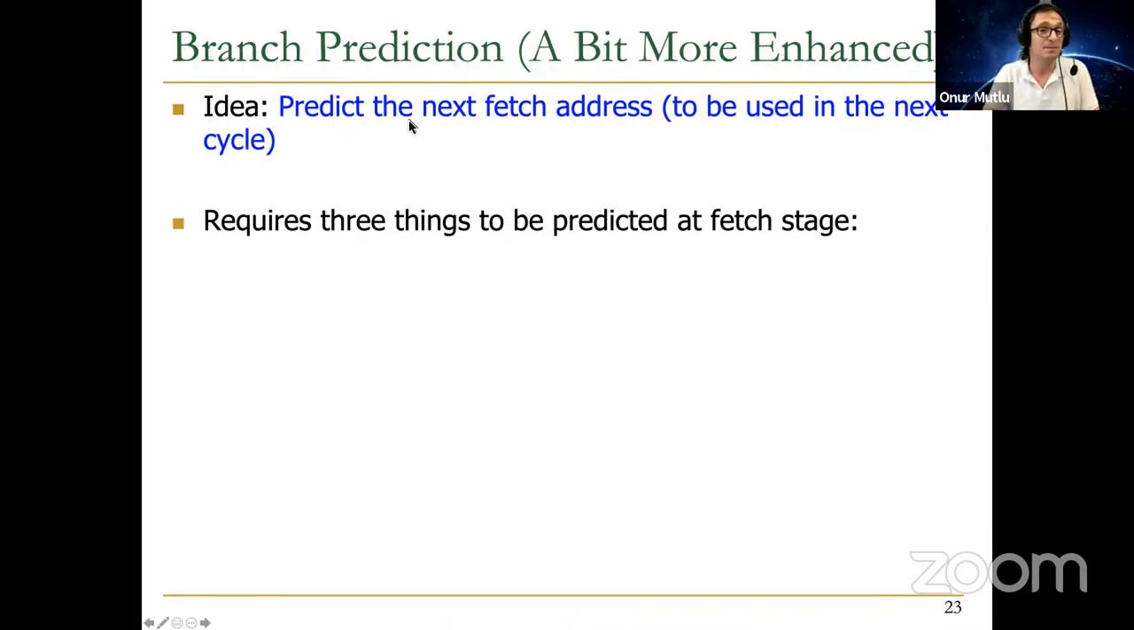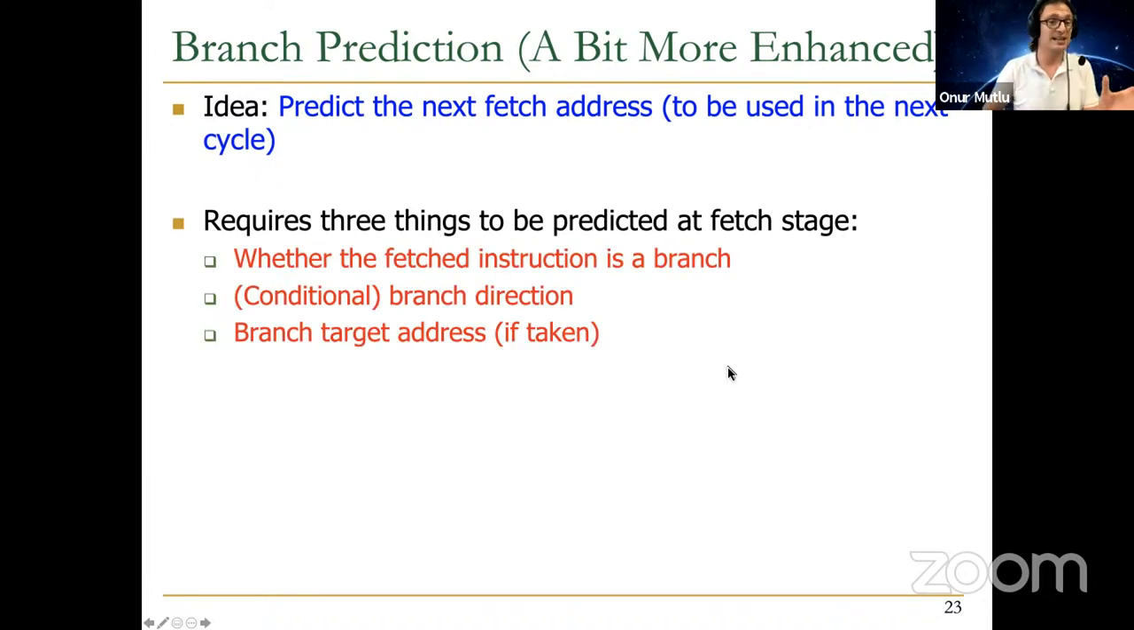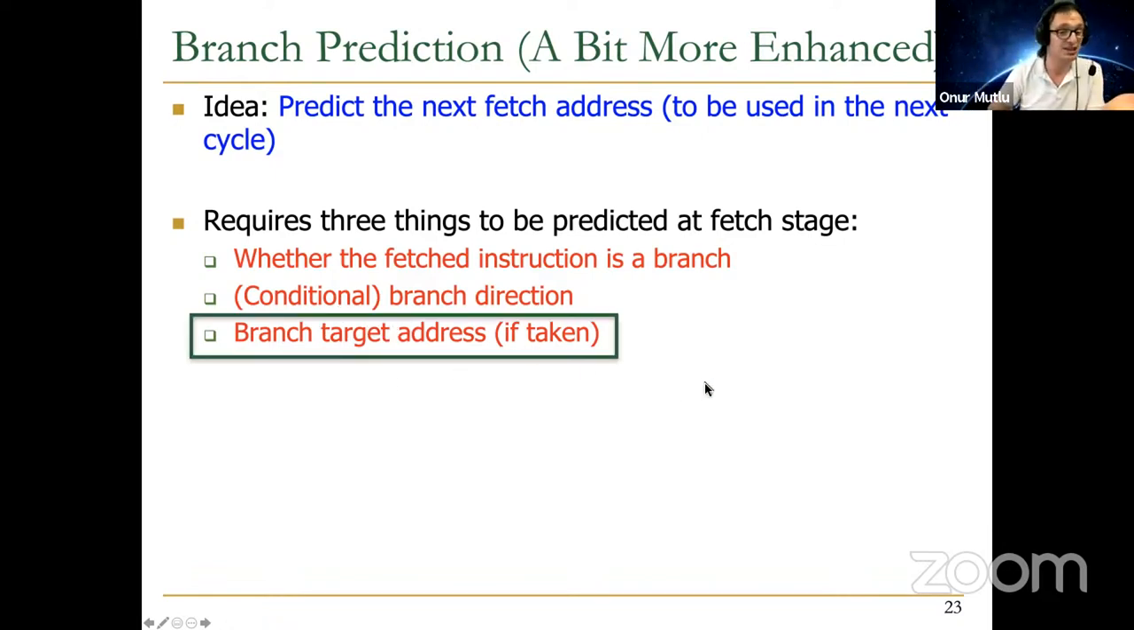Basically, the idea is to predict the next fetch address to be used in the next cycle. This actually requires three things to be predicted at the fetch stage. You need to predict whether the fetched instruction is a branch. You need to predict the branch direction, especially important for conditional branches, of course. And you need to predict the branch target address if the branch is taken. So we need different structures for this.